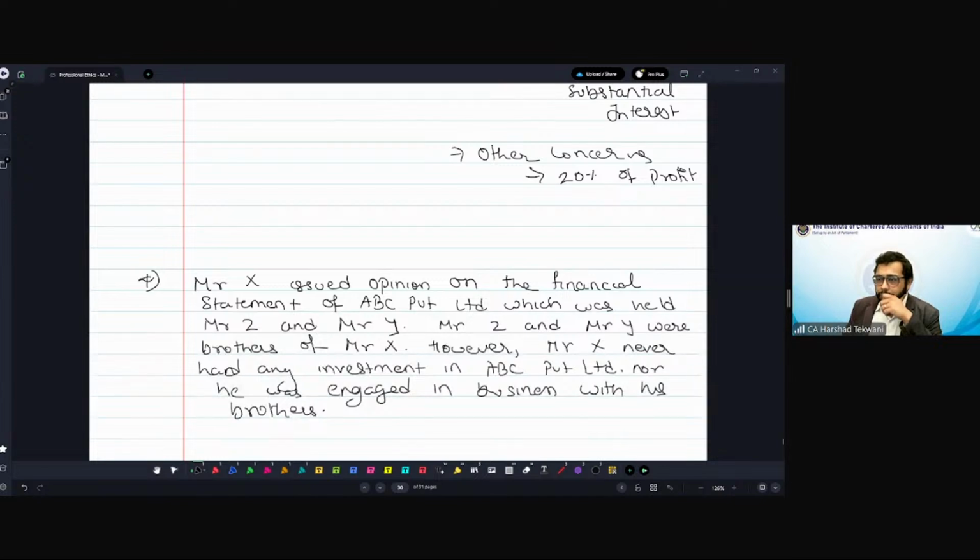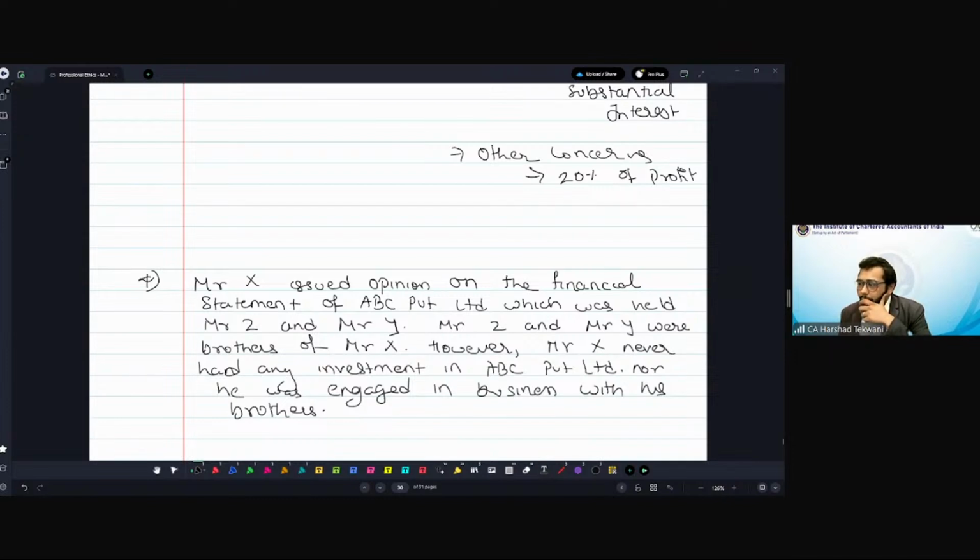Sir, the clause will not attract, as in the clause it is written that he, his firm and his partner. If Mr. X had acquired, only then he would be guilty, but here Mr. X has not done so. If Mr. X had acquired any shares in the company, or done so with his relative, then it would attract. But here his relatives have shares, but Mr. X is not involved in it at all, so it will not attract. Indirect holding. This is a case of indirect holding, sir.